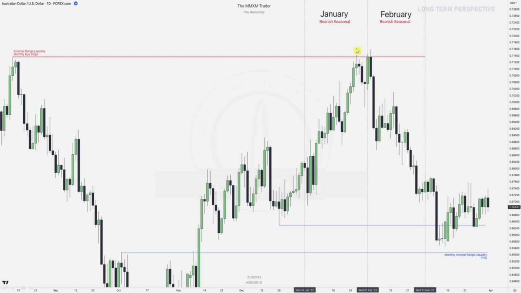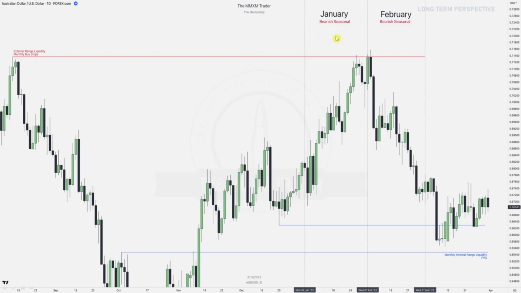once we take out that external range liquidity and we are in line with that bearish seasonal, we can see how price explodes to the downside. We have that daily stop hunt, and from this point out, up close candles should support price action lower. We can see that over here, price moves up, respecting this area, this fair value gap, trading lower and lower and lower until we reach that monthly internal range liquidity.